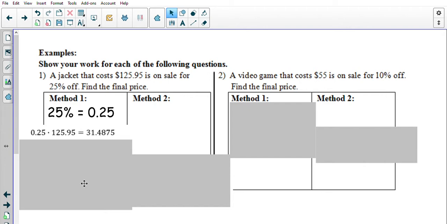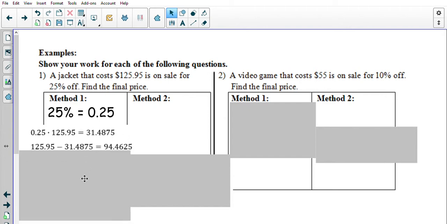If you get a nice round number, it's not so bad, but when you get these longer decimals, it's not as great. So let's take $125.95 minus the discount of 31.4875. We get 94.4625. And again, I'm going to go through these calculations pretty quickly so this video doesn't end up being like 2 hours in length.